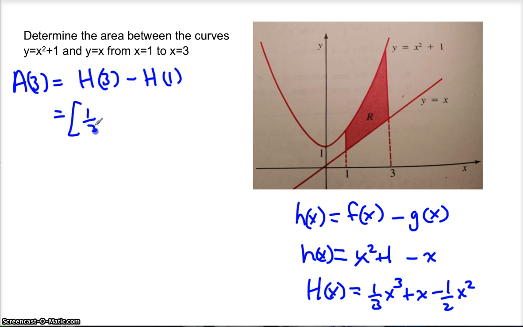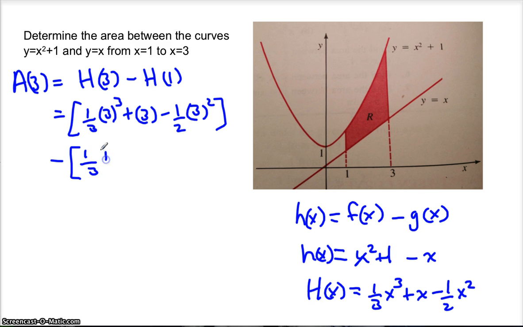1/3 of 3 cubed, plus 3 minus 1/2 of 3 squared. And then we have to subtract H at 1. It's 1/3 of 1 cubed plus 1 minus 1/2 of 1 squared. Okay, so that will be our area.